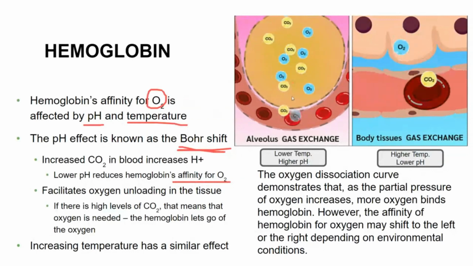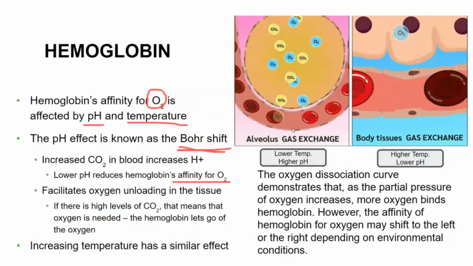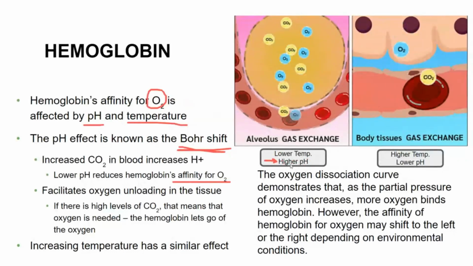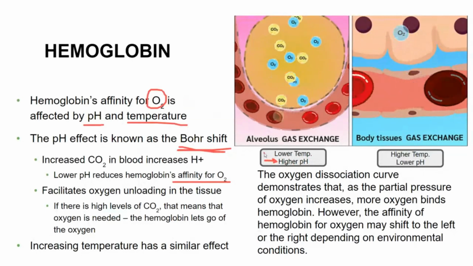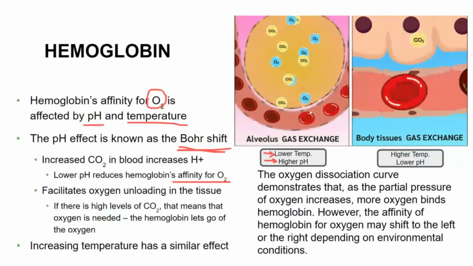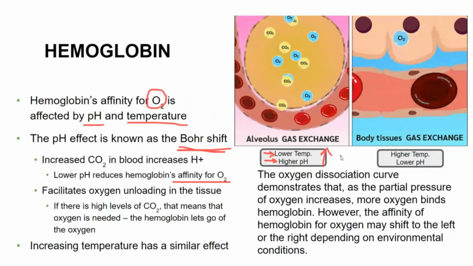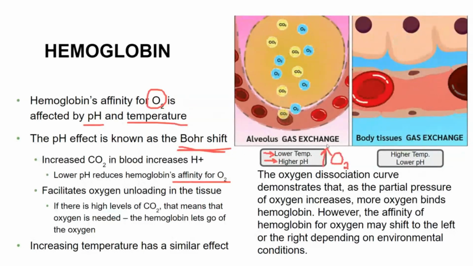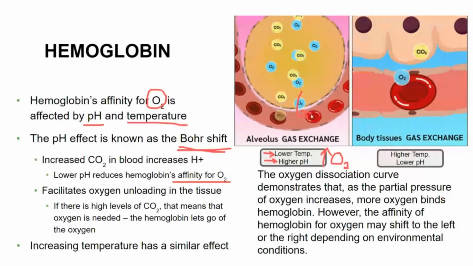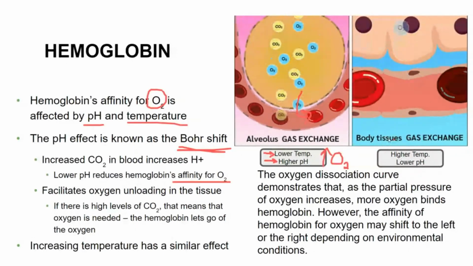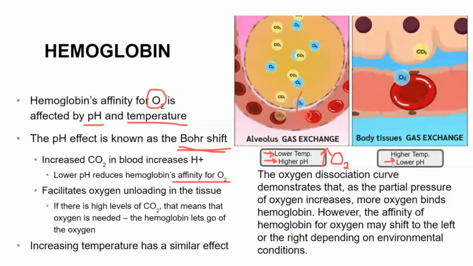So that means in our lungs, where there's not as much carbon dioxide, we have a higher pH or a more basic pH. And this is also a lower temperature just because it's exposed to the air. This means that we're going to have a high affinity for O2, and those blood cells are going to grab onto that oxygen.